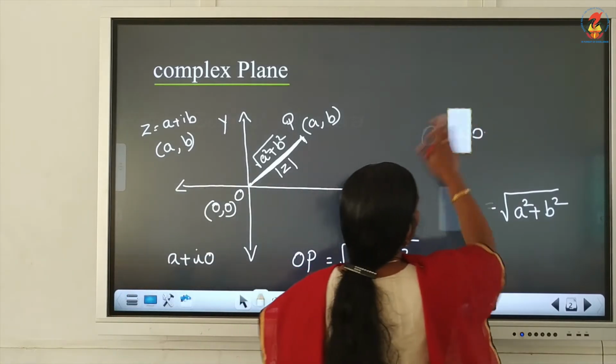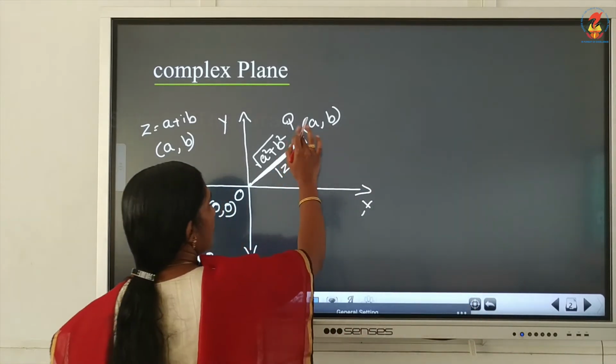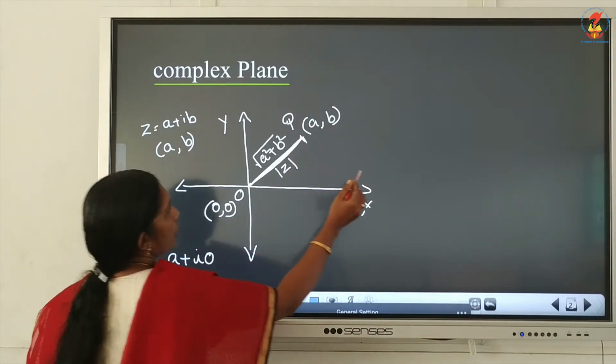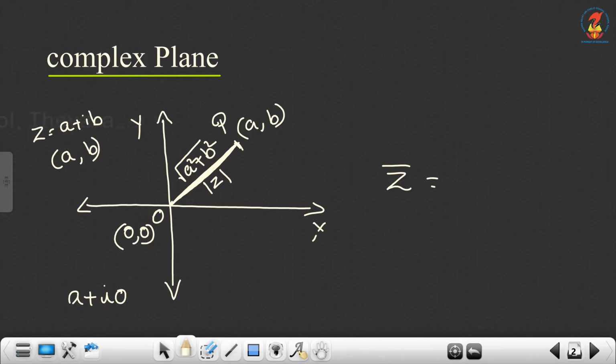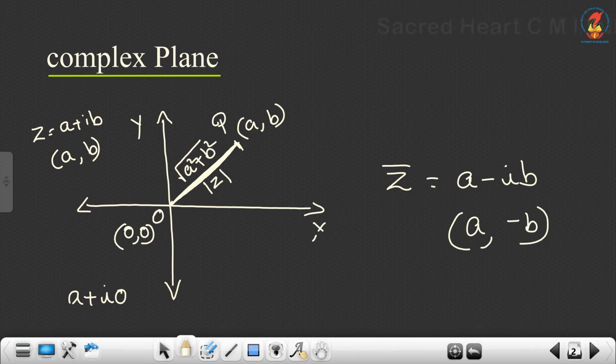Now this a plus ib is in the first quadrant. So what about z bar? Z bar means conjugate of the complex number, that is equal to a minus ib. Where is this a minus ib? A minus ib is the ordered pair a comma minus b. So that is in which quadrant? First, second, third, fourth quadrant. Which quadrant? A comma minus b is in the fourth quadrant. So here a comma minus b. So these 2 points are mirror images with respect to the real axis.